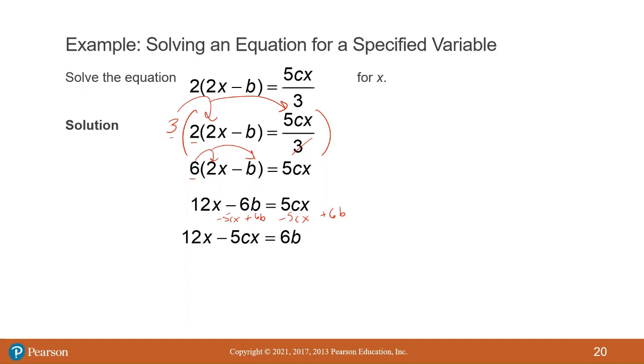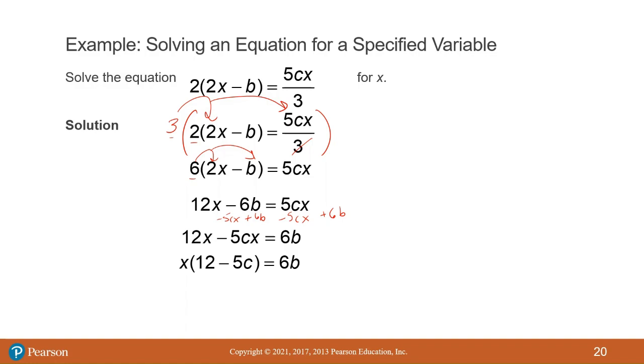Now, I can't combine my two x terms because that c is just kind of messing everything up. But what I can do, because those terms all have x in common on that side of the equation, is pull an x out of both of those terms. Almost like a reverse distribution method. When I do that, I'm left with a 12 and a 5c with an x on the outside.